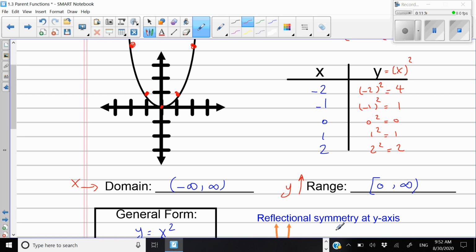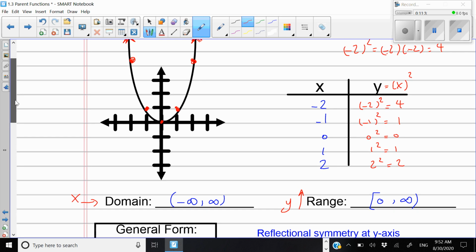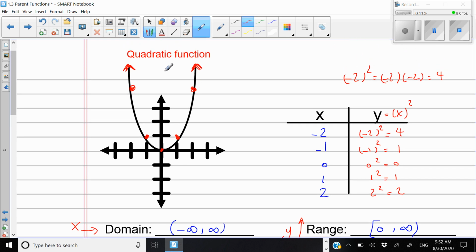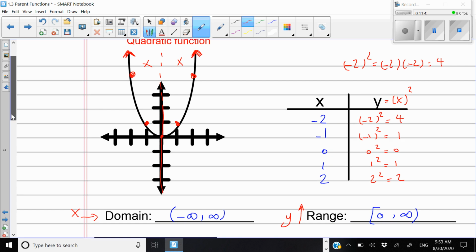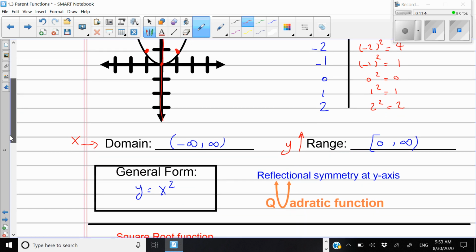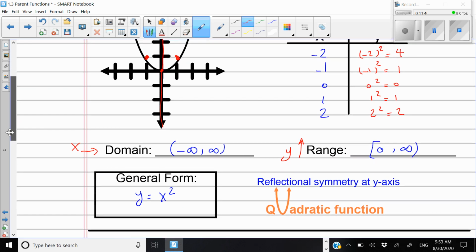We see a reflectional symmetry at the y-axis, because the left and right side of this graph are images of each other, or mirrors of each other. And here's a little trick for you to remember that the quadratic function is like a big U-form thing.